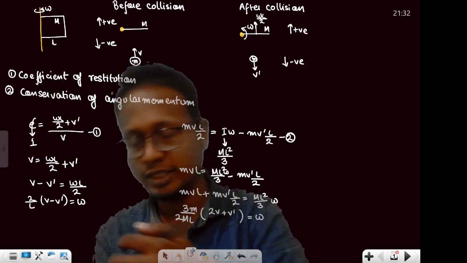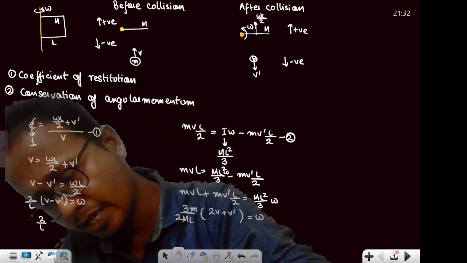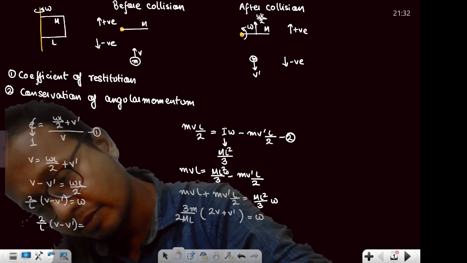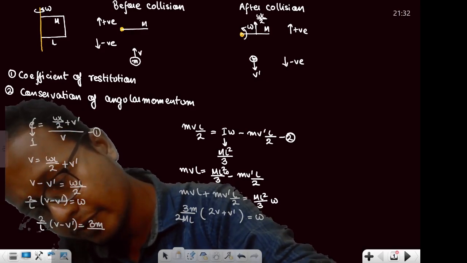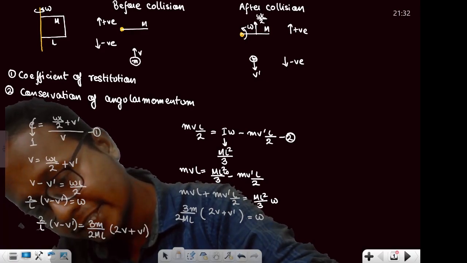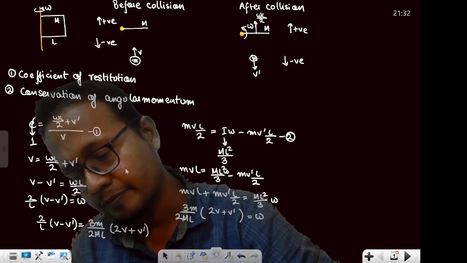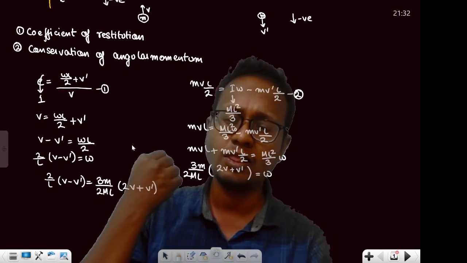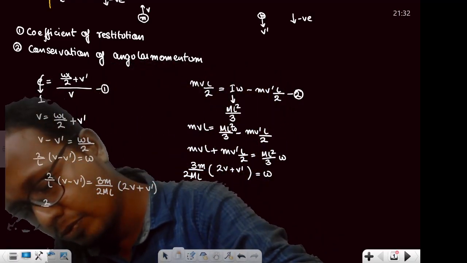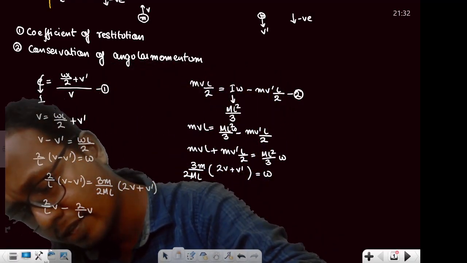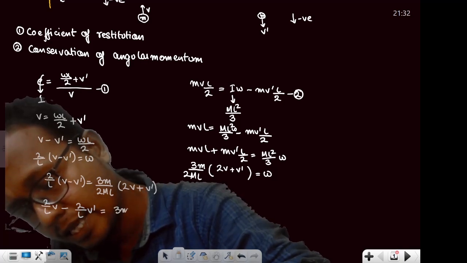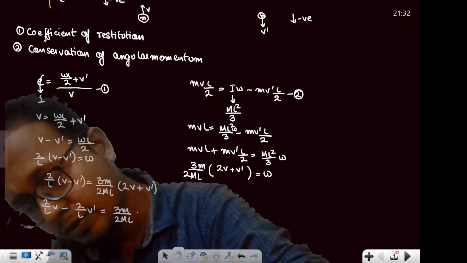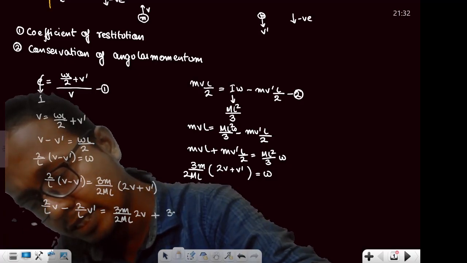Okay, and fair and fine. Now I just have to equate this omega and this omega. So I'll simply get 2 by L into v minus v dash is equal to 3m by 2 ML into 2v plus v dash is equal to omega. Okay, what do I have to find out? I have to find out the value of v dash. So now let's take all the terms of v dash to one hand side and all the other terms to the other hand side. So 2 by L v minus 2 by L v dash is equal to 3m by 2 capital ML into 2v plus 3m by 2 capital ML into v dash.